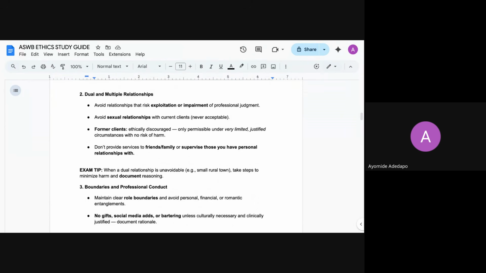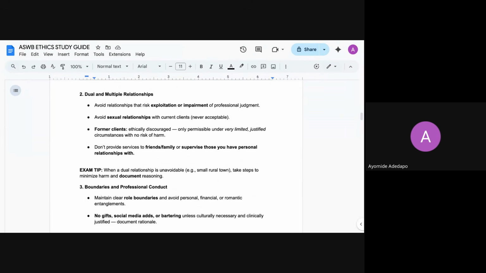Sexual relationships, we never do that. It's unacceptable. We're not doing that. If any question ever talks about having a sexual relationship with the client, you know for sure that is not going to be the answer. We never, ever, ever do that.